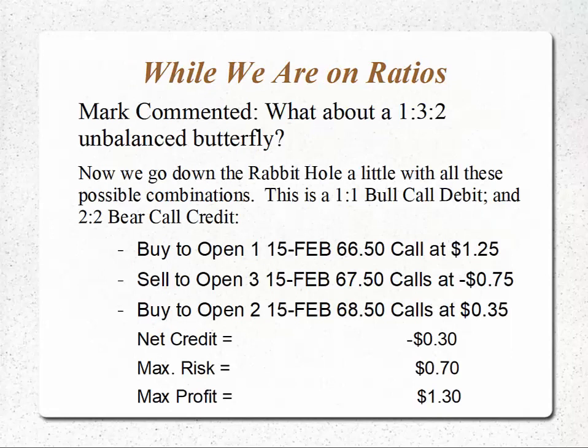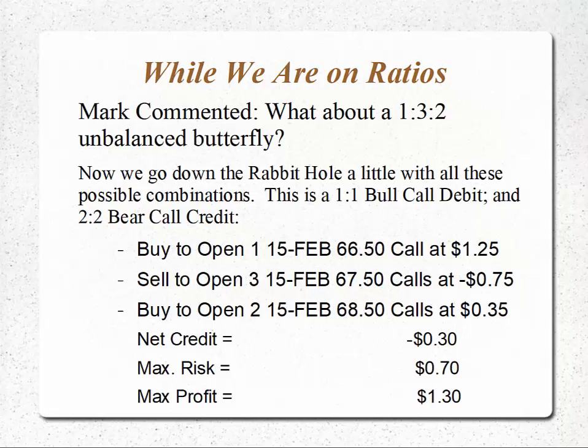Okay, so while we're on ratios and butterflies, another comment came in about, what about a 1 to 3 to 2 unbalanced butterfly? And now we're going further down the rabbit hole of all these different combinations, butterflies, ratios, 5 to 3s, 3 to 4s, and so forth. Okay, but we want to address the question, what about a 1, 3 to 2? It's still a butterfly. It's called unbalanced because you have more contracts on one side versus the other.